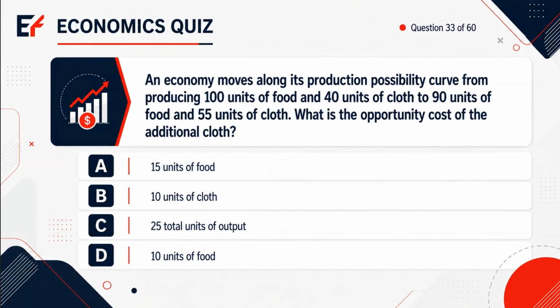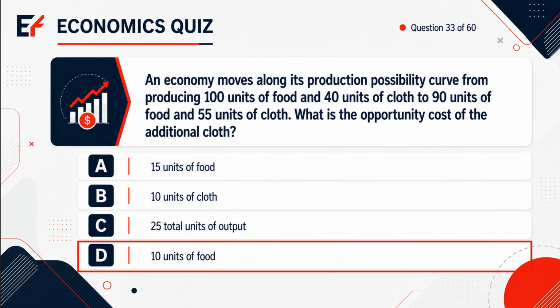Question 33. An economy moves along its production possibility curve from producing 100 units of food and 40 units of cloth to 90 units of food and 55 units of cloth. What is the opportunity cost of the additional cloth? A, 15 units of food. B, 10 units of cloth. C, 25 total units of output. D, 10 units of food. The correct answer is D.